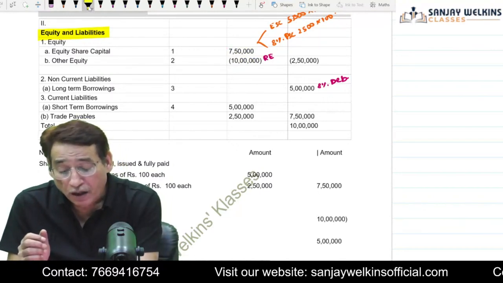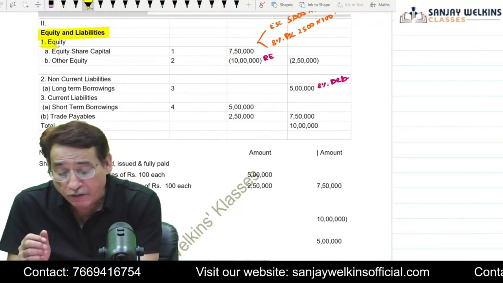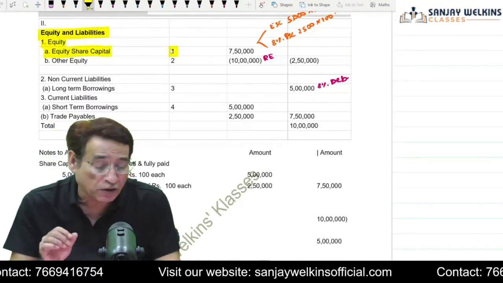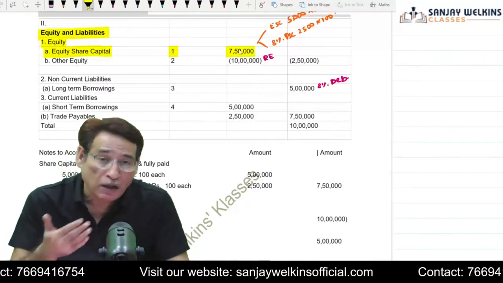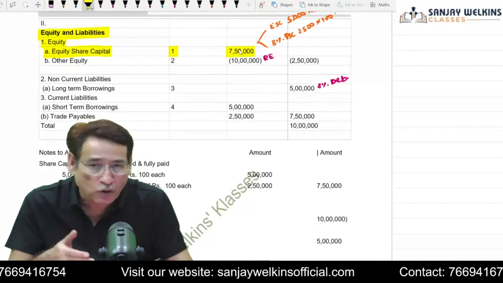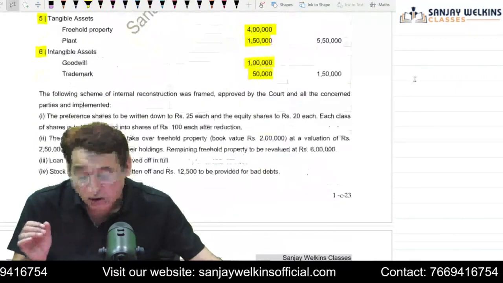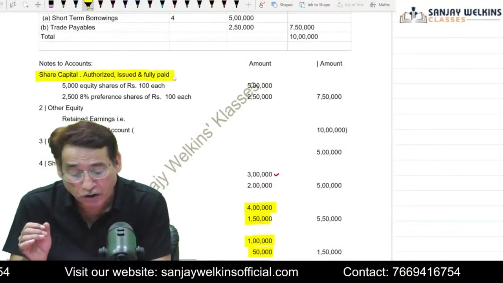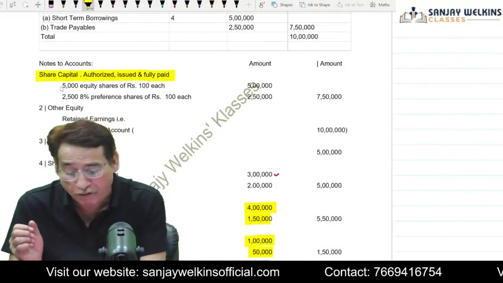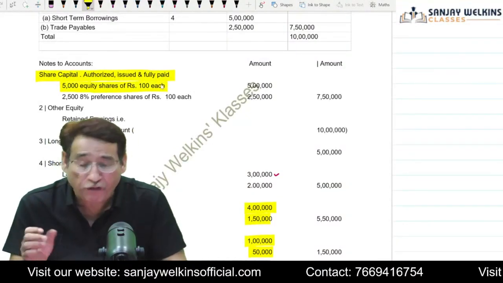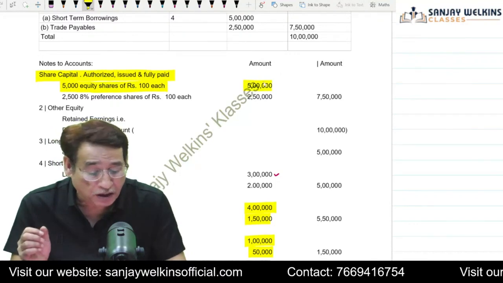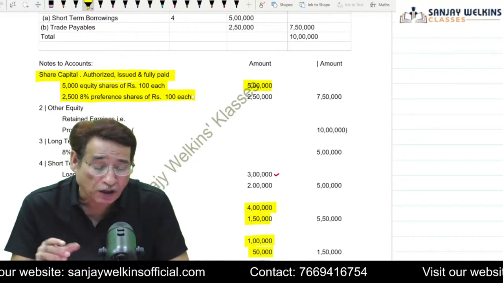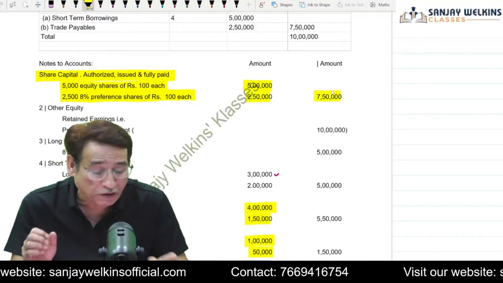Now, under equity and liabilities, under equity, equity share capital is written, with note number one. The amount of equity share capital given to us is 7,50,000. So I will immediately go through the notes, especially note number one, share capital: authorized, issued and fully paid. We have been given that this entity has 5,000 equity shares of 100 each, that is 5,00,000, and 2,500 8% preference shares of 100 each, that is 2,50,000, total 7,50,000.